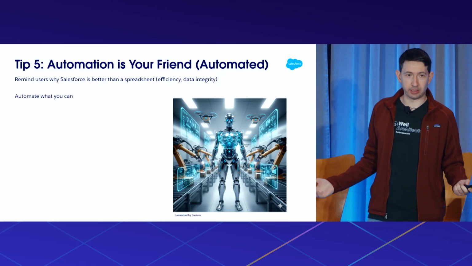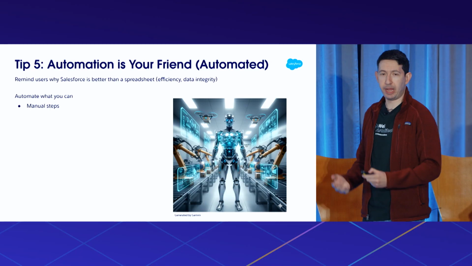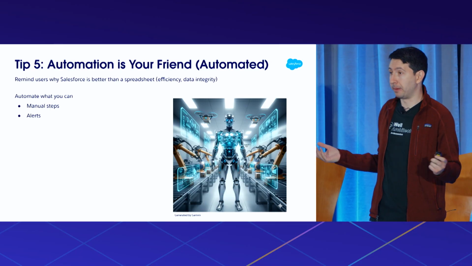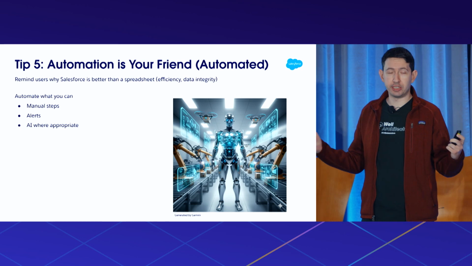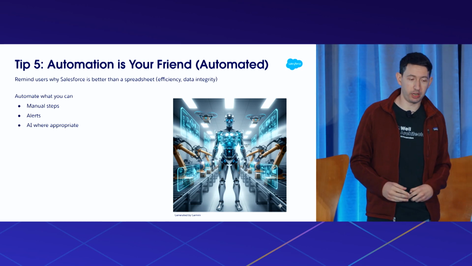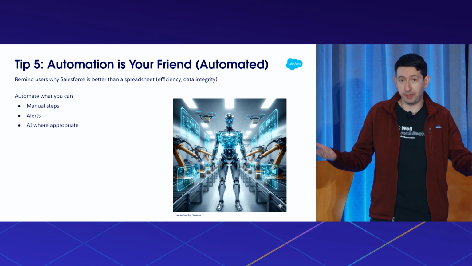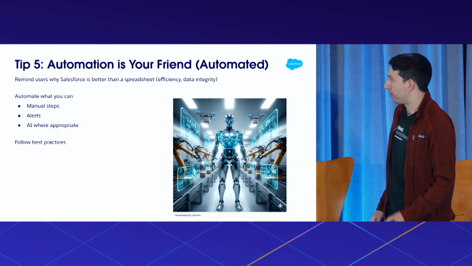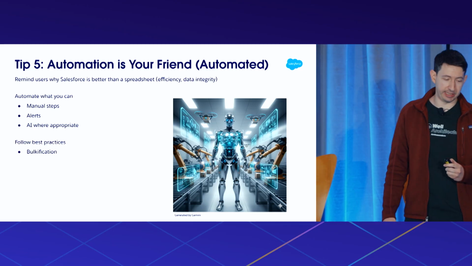So automate what you can. Are there manual steps that we can get rid of for people? Are there alerts we can pop up? Are there validations that we can send when something's wrong? Kind of walk the users through it. And sure, yeah, we're in the AI era. Let's utilize AI where it's appropriate. But we also want to make sure we're following best practices here.